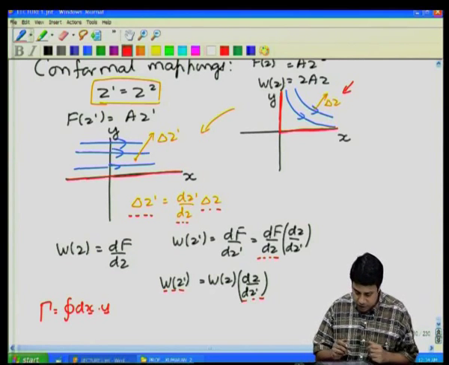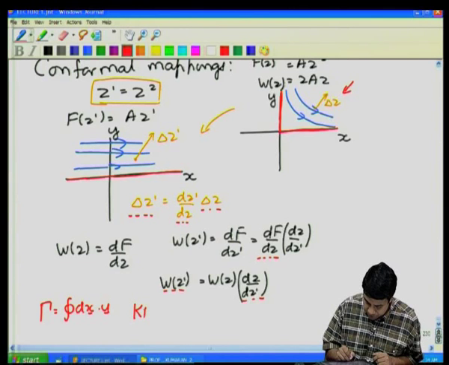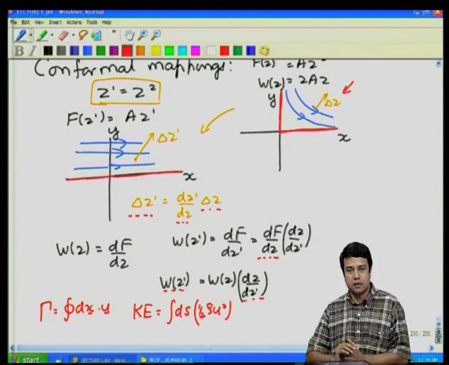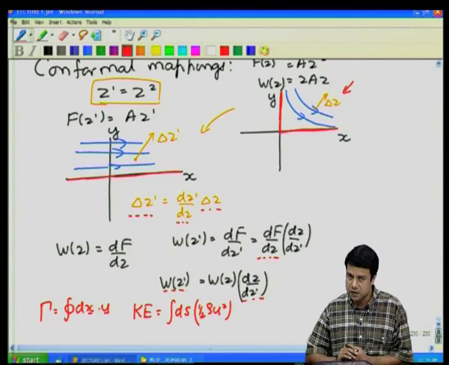Secondly, the kinetic energy of the flow is equal to the integral over the surface area of half rho u square. The total kinetic energy of the flow is the integral over surface area of half rho times u square.